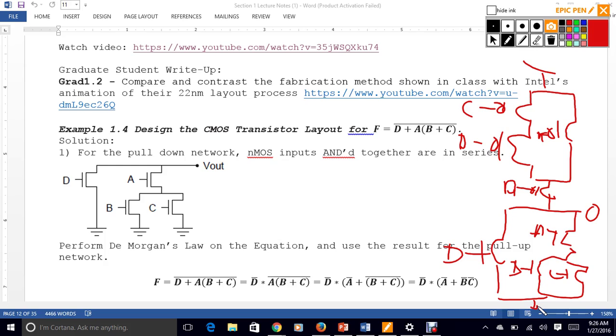So it's 1, 2, 3, 4, 5, 6, 7, 8. So we've almost gone from SSI to MSI right here. So you see how this little algorithm that I came up with helps out? It makes it a lot easier to design this.